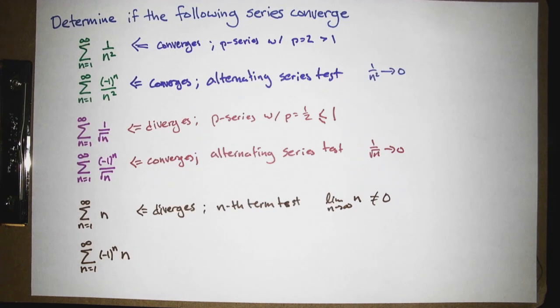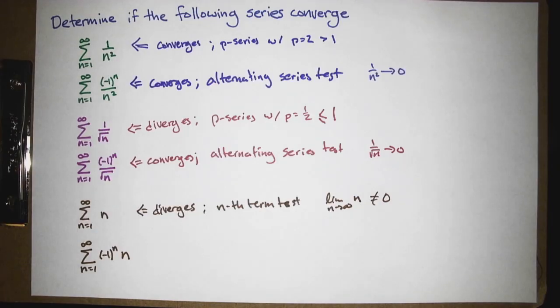But wait, now we'll throw in the alternating part. Sum, negative 1 to the n times n. Does it converge or diverge? And how do we know? If it converges, why would it converge? It is alternating, but what needs to also be true? The terms need to approach 0. Do the terms approach 0? No. So the alternating series test can't be used here.